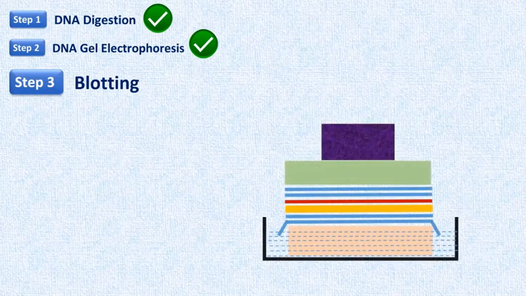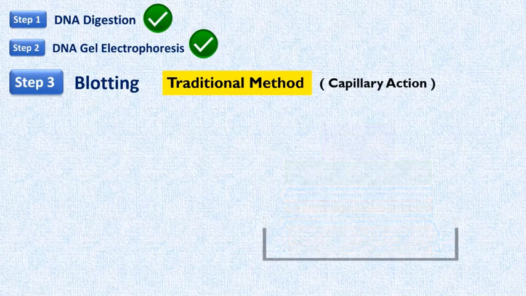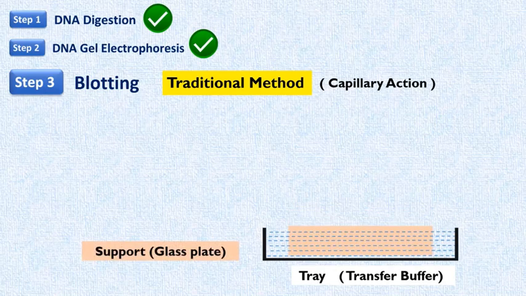You all must have come across this diagram showing the transfer step of Southern blotting in your books. This is the traditional way to transfer the DNA to the membrane. The basis of this transfer is the capillary action. Let's have a look at the transfer assembly. This is a tray filled with a suitable transfer buffer. A support for gel and membrane is kept in this buffer. This is usually a glass plate.